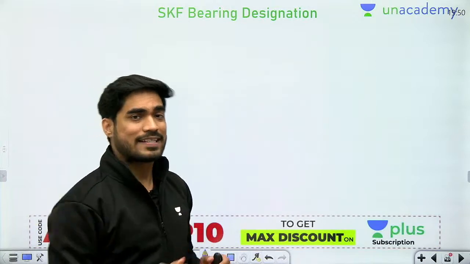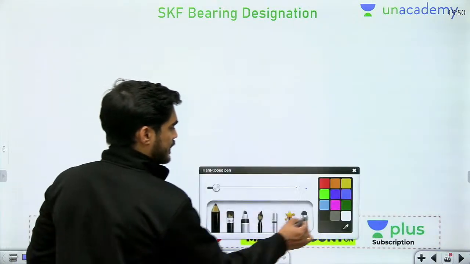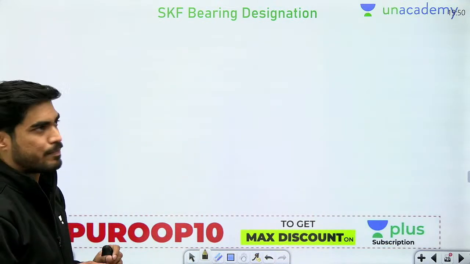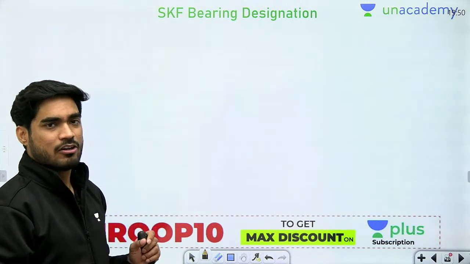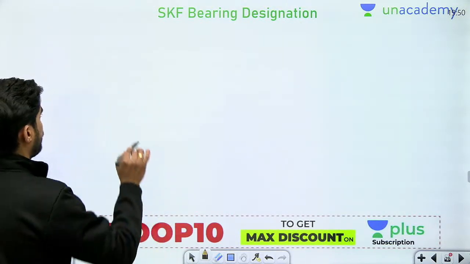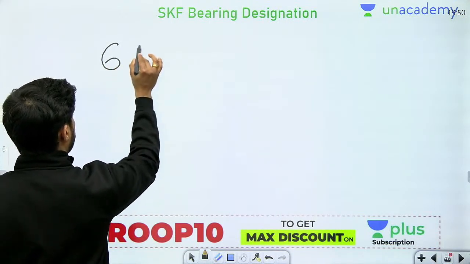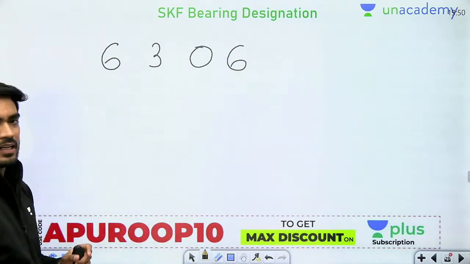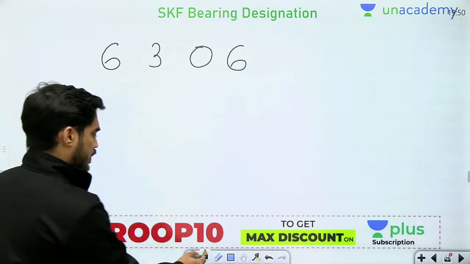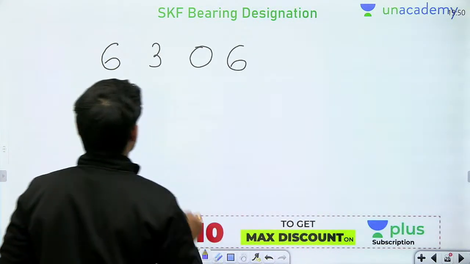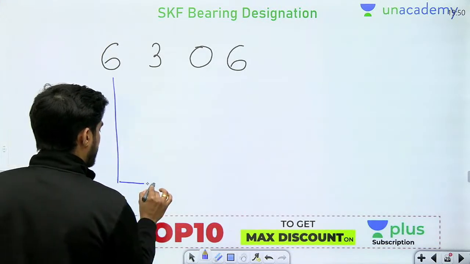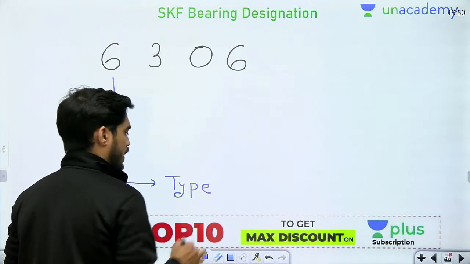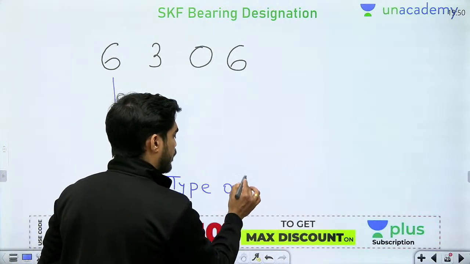According to SKF bearing designation, there are 4 digits which are used to designate a bearing. Let's understand one by one what is the meaning of these 4 digits. Let's say they are 6, 3, 0, 6. Now what is the meaning of the first digit? The first digit will tell you the type of bearing.